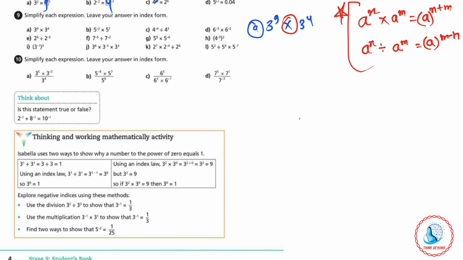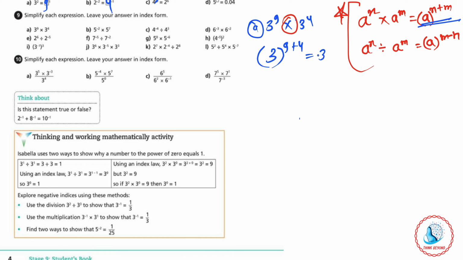Okay, let's come to question number A. See, the base is the same, multiplication is there, so we have to use this formula. So we'll use 3 raised to n plus m, which is 9 plus 4. So it is going to give you, 9 plus 4 is how much?